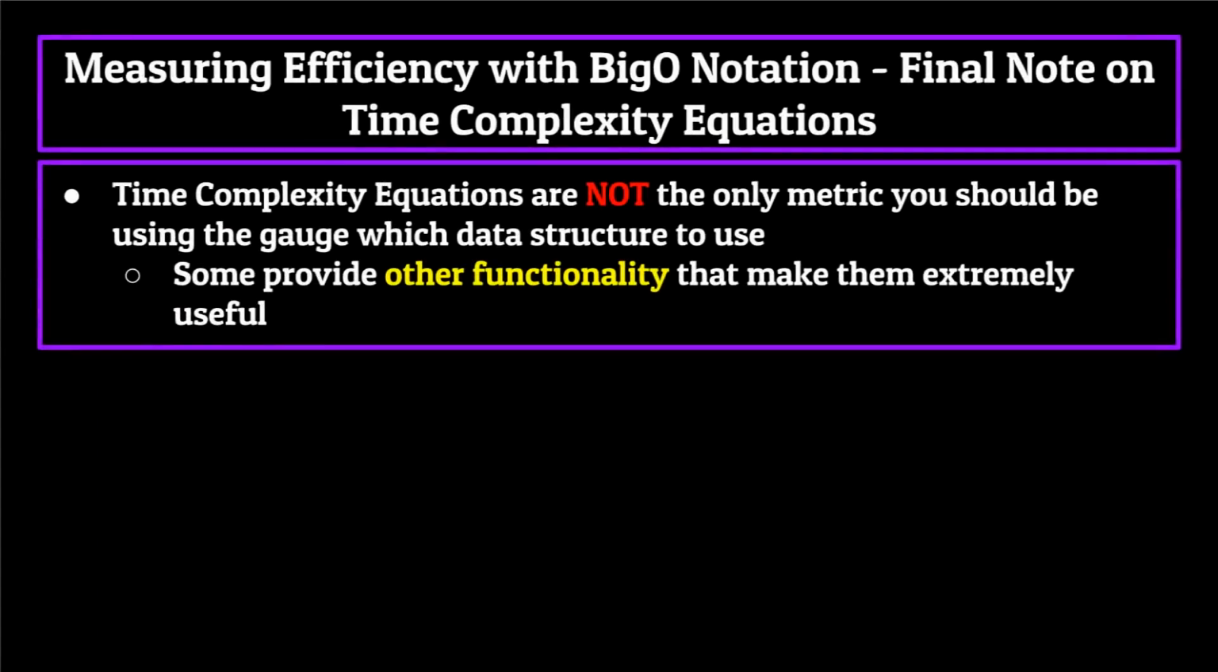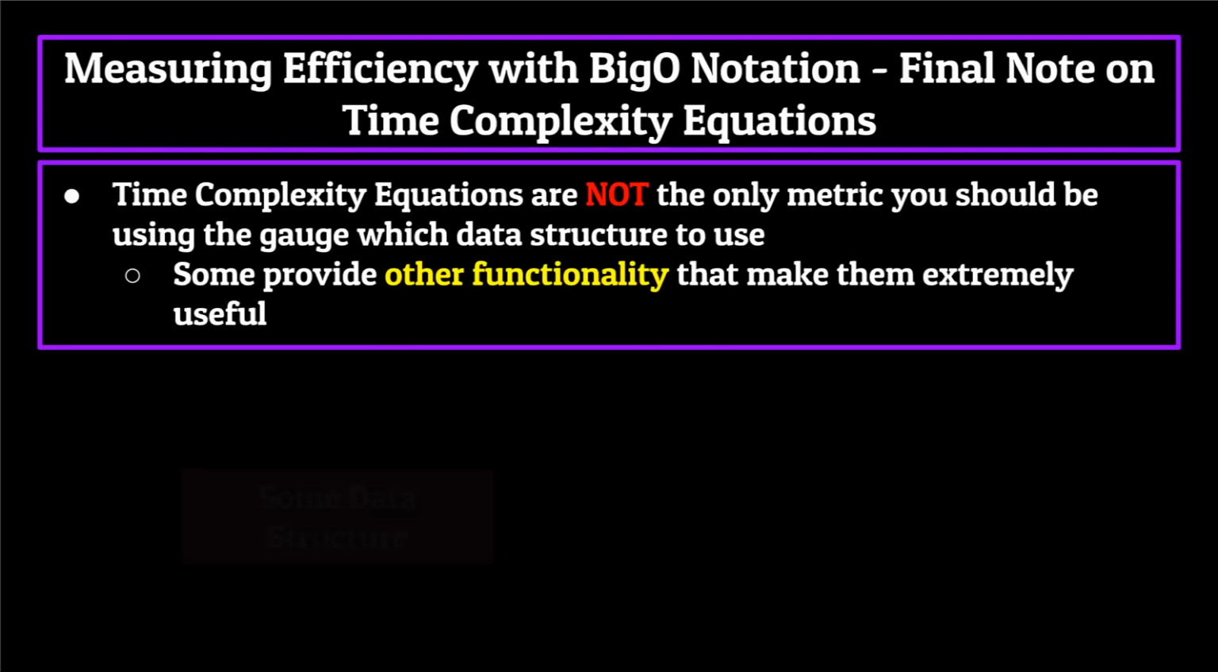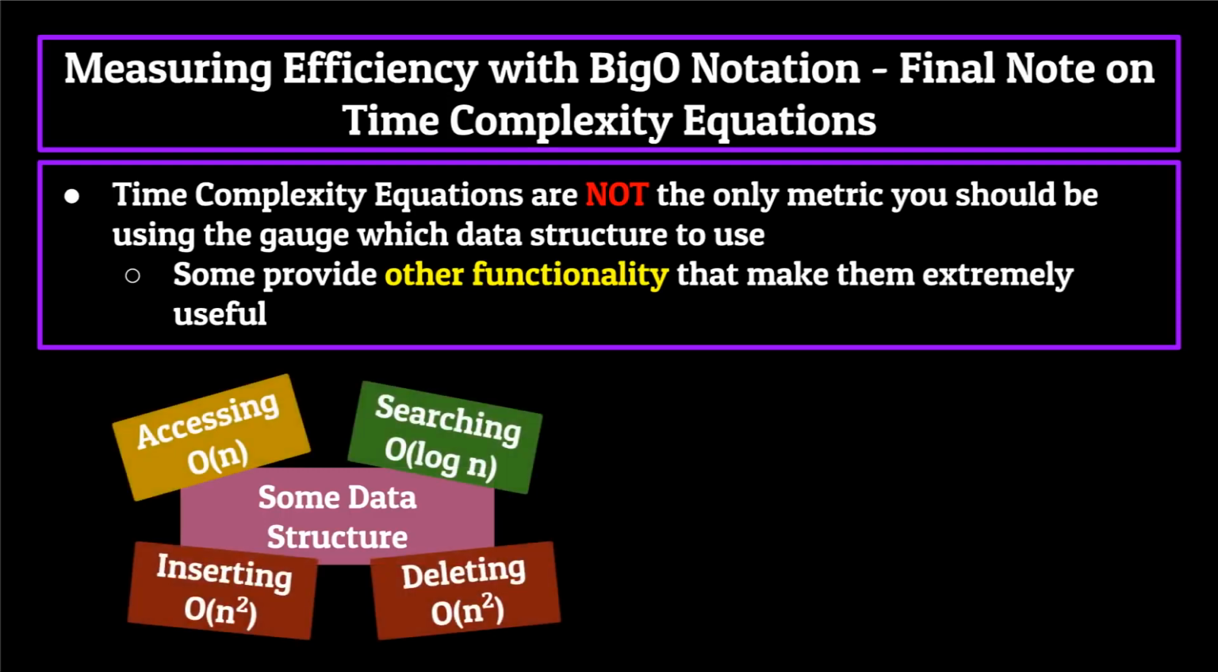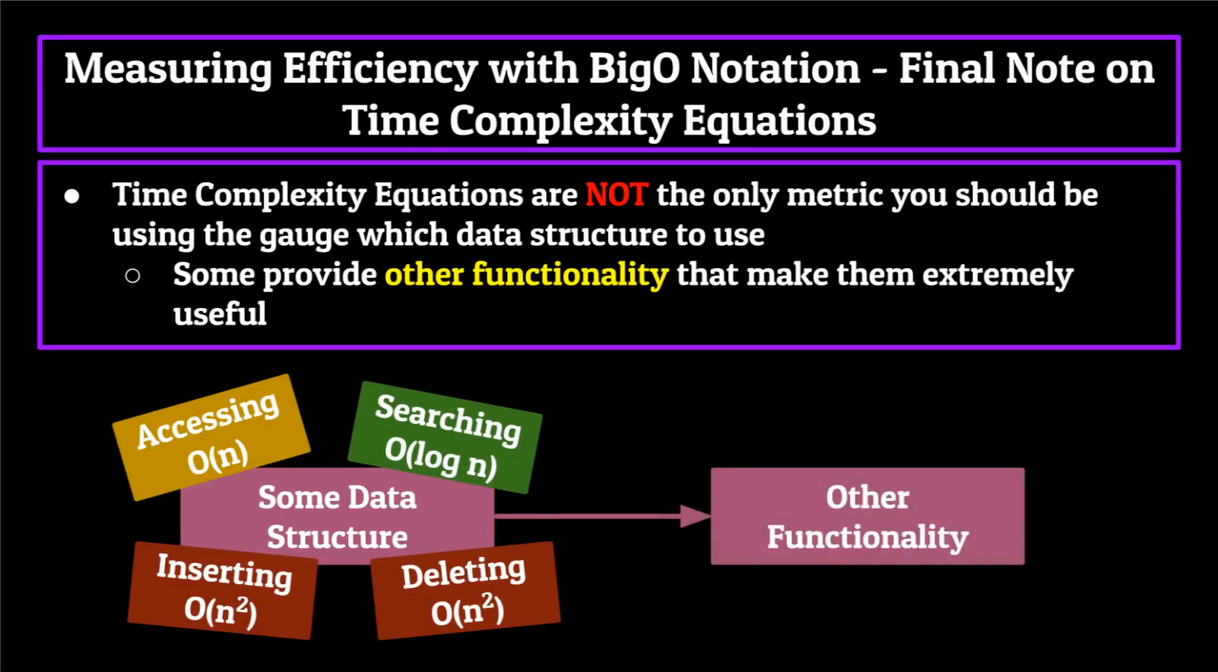Now the final thing I want to say is just a reiteration of something I said before. These time complexity equations are not the only metric you should be using to gauge which data structure to use. As we get deeper and deeper into this series, you'll see that we might have some data structures which don't seem that efficient at all based on their time complexity equations, but provide some other functionality or feature which makes them extremely useful for programmers.